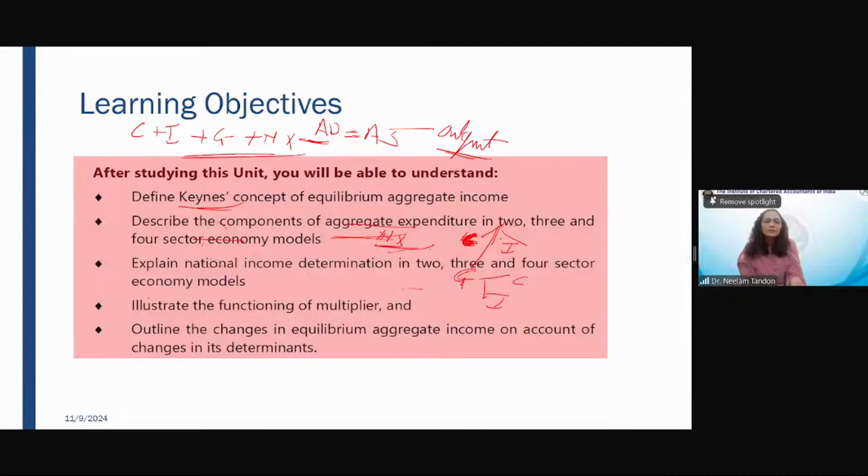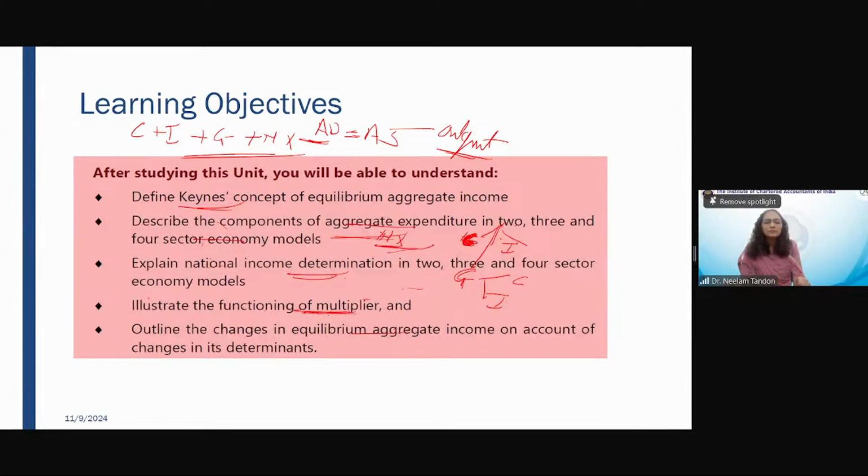And we'll start with the two-sector model because it becomes easy for you to understand the basic fundamental of equilibrium or the circular flow in the economy. Then the next thing we will be sharing in the next two classes will be national income determination, how the national income is determined in the two-sector, three-sector, and four-sector models. We will not only be talking about income, but also about output and employment in the country.